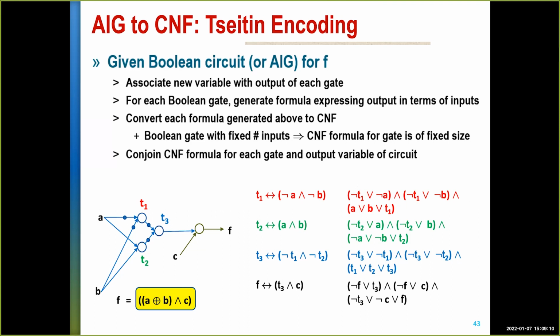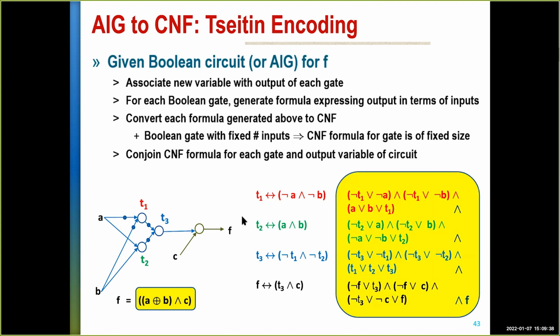And then I'll finally AND up all of these, right? So this formula, and this formula, and this formula, and this formula. And finally, I want to say that F is also true, right? So now you think about it. What did I do? I took this circuit. For each gate, I wrote out a constant sized formula, and I ANDed all of them, and I finally ANDed the output of this circuit.